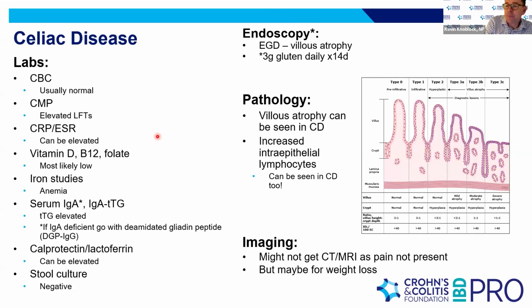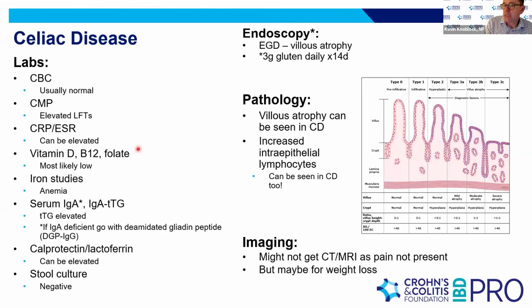Vitamin D, B12, folate in a celiac patient, kind of like your Crohn's, are most likely going to be low because there's malabsorption going on in that small bowel. Iron studies as well can be quite anemic because that's where pretty much all of your iron is absorbed, that duodenal, proximal jejunal area.